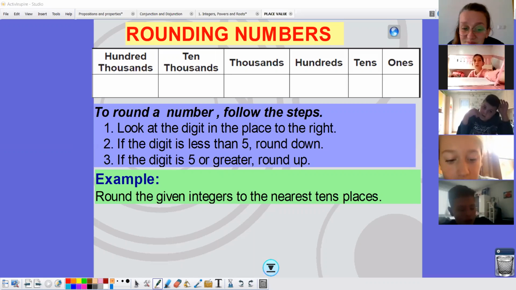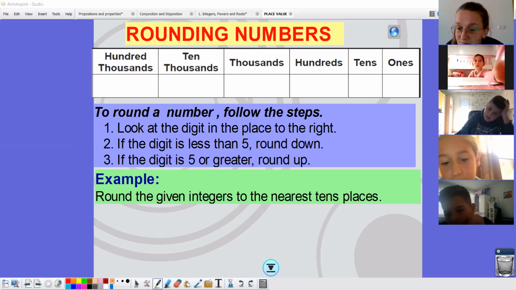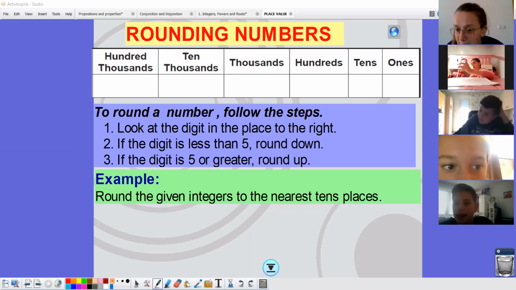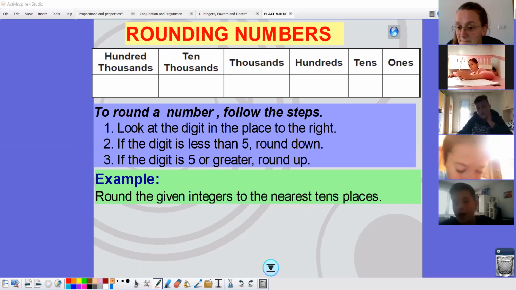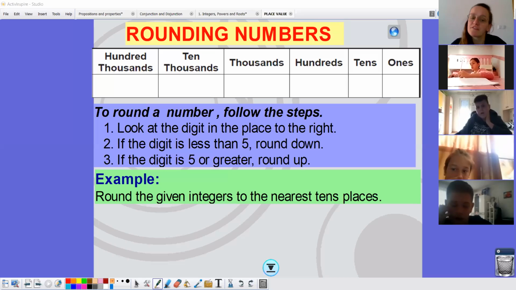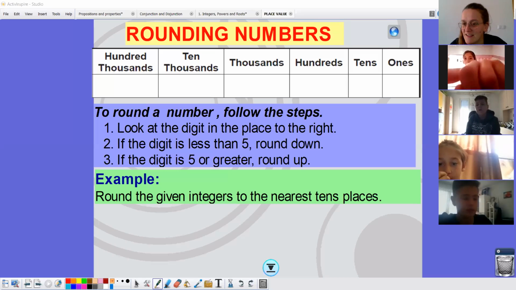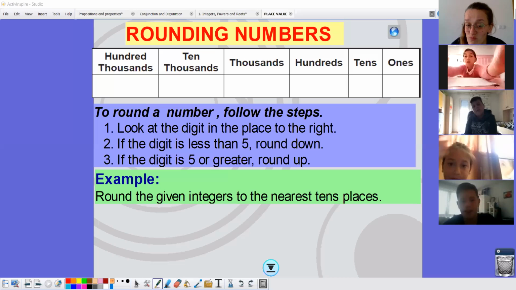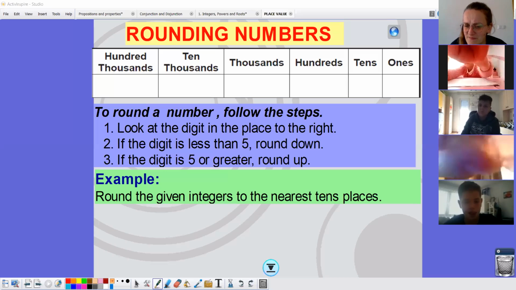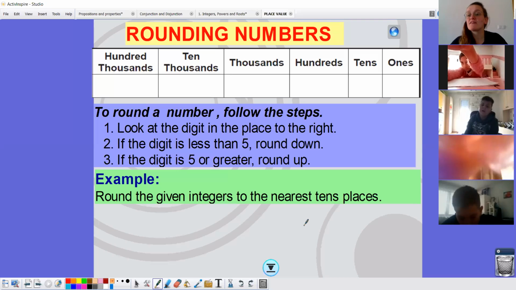Rounding numbers. I think it's like when you have 540. Is it near 600 or near 500? It's near 500. Yes. And 6 is near 10.